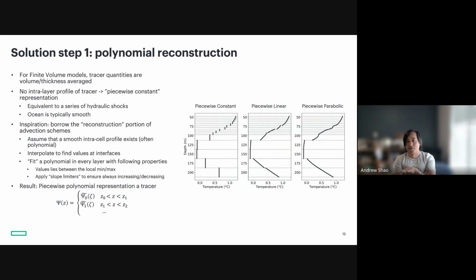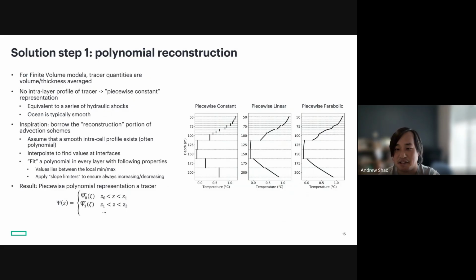Before we jump into the whole reconstruction aspect of it, I'm going to take a quick break and remind everyone, because this is a finite volume model, all the tracer quantities are volume and thickness averaged. We have no idea what the tracer profile looks like within a layer. All that we know is that from one layer to the next, the tracer concentration goes from one number to another number. This is essentially the same as a piecewise constant representation of the interior. That's what the leftmost panel here is saying: within a layer, without making any additional assumptions, this is what the tracer profile actually looks like.